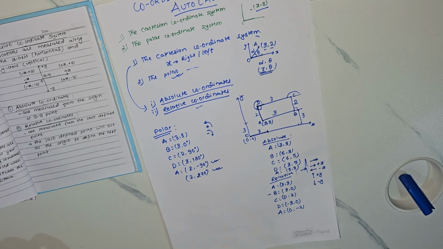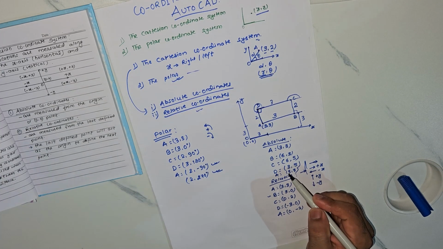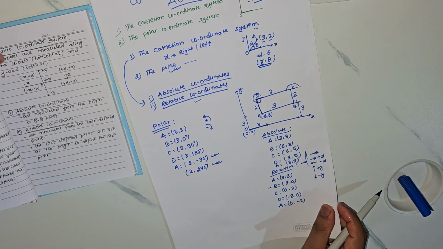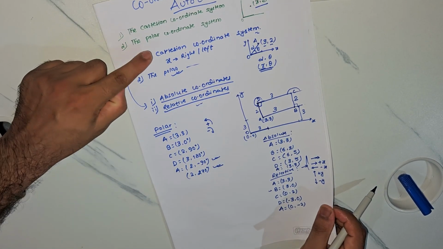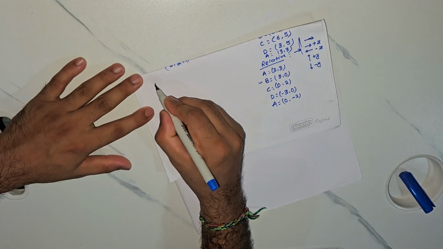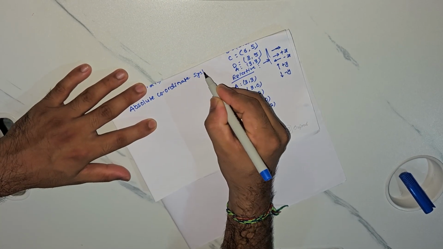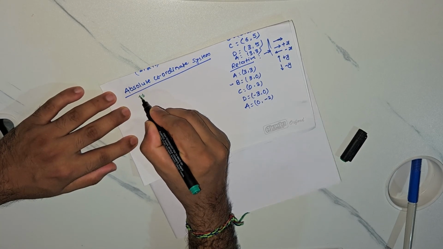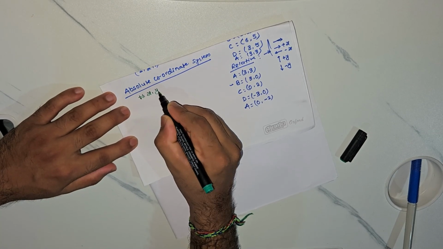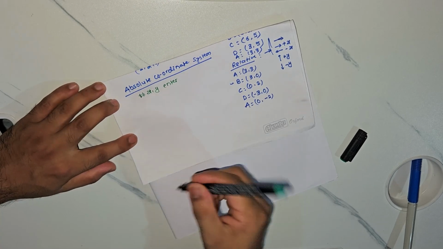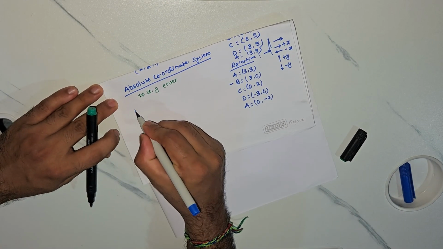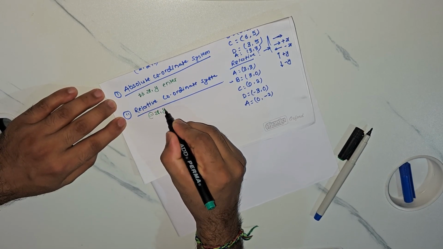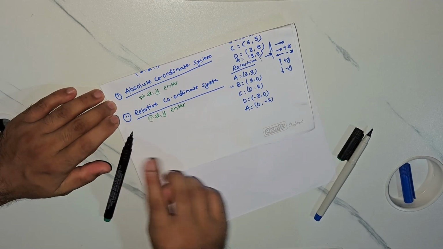But what shall be the format? Because if you enter in this format only, these all are the same. So there must be some change in the format. The format for writing the Cartesian coordinate and the polar coordinate will be totally different. For the absolute coordinate system, the format will be hash, then x comma y, and then enter. And for the relative coordinate system, the format will be @x comma y and then enter.